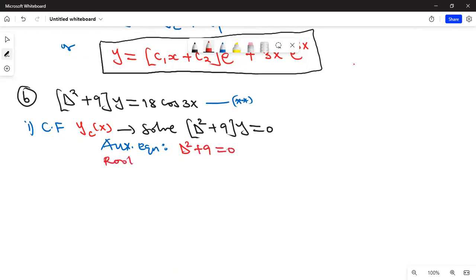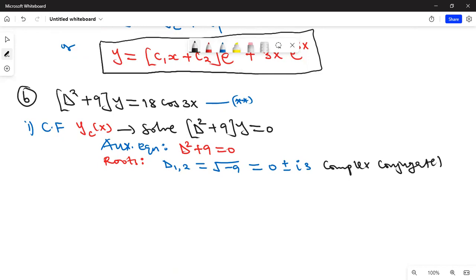We can find the roots, and that is d 1 and 2 is the square root of negative 9. And so that is 0 plus or minus i times 3. So that alpha is 0 and beta is 3. So when you have such kind of roots, these are complex conjugates. The roots are complex conjugates. How do you write your solution when the roots are complex conjugates?